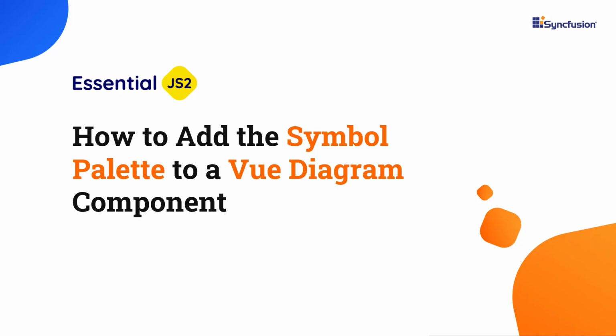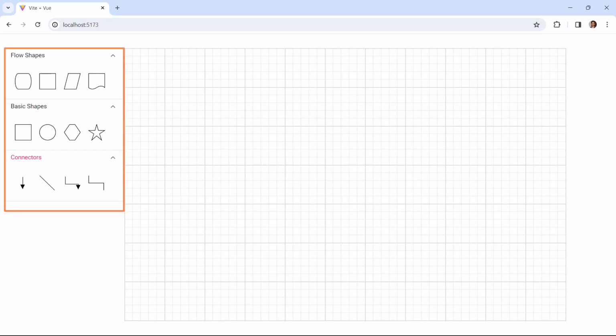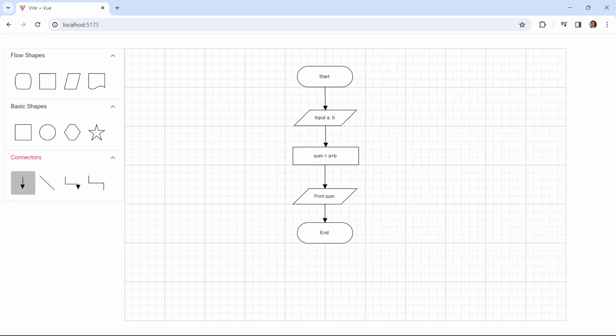In this video, I will show you how to add and customize a symbol palette in the Syncfusion Vue Diagram component. Look at this example. You will see the symbol palette is rendered to the left side of the diagram. It contains nodes and connectors you can drag and drop into the diagram component to create diagrams.